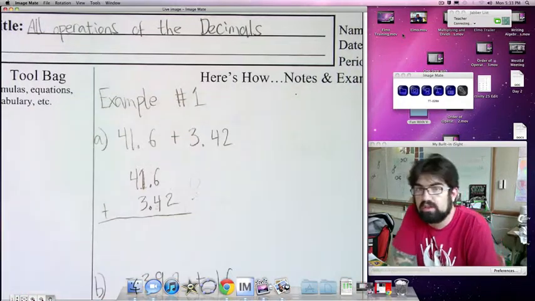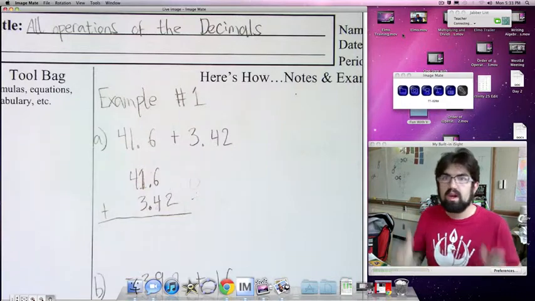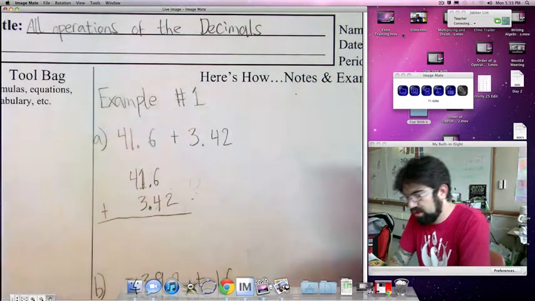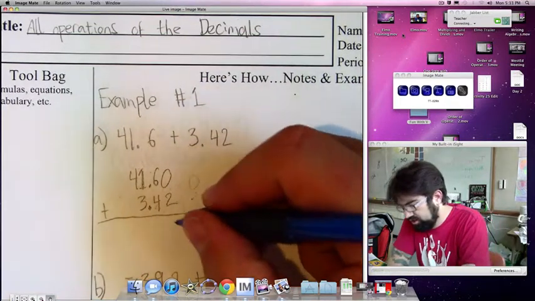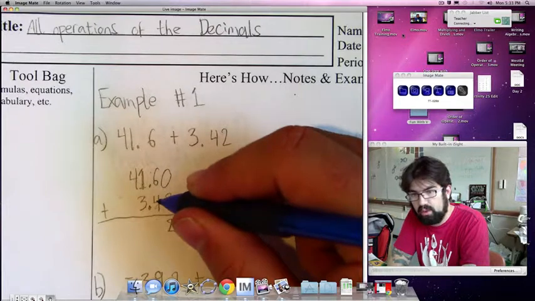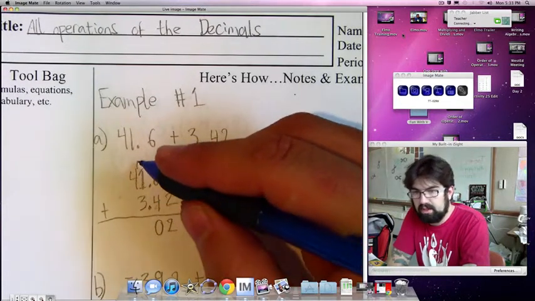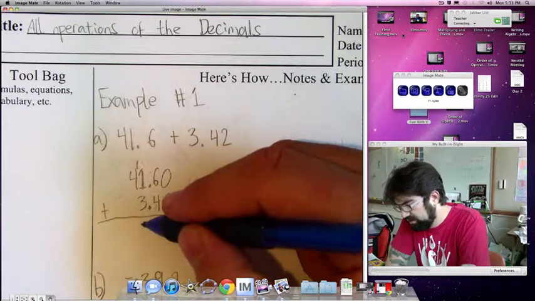Now, if you're noticing, right off the bat, there's no number right here. What number comes to mind that means nothing? 0. Gotta add a 0. 0 plus 2 is 2. 6 plus 4 is 10, carry the 1. 1 plus 1 is 2. 2 plus 3 is 5.